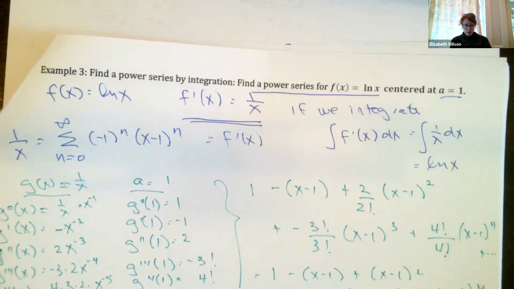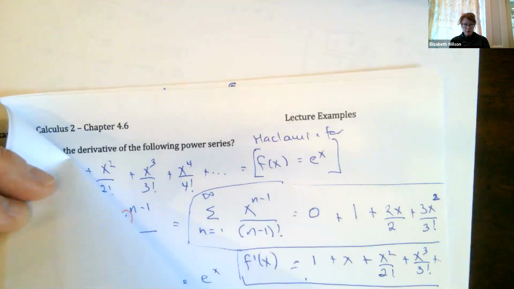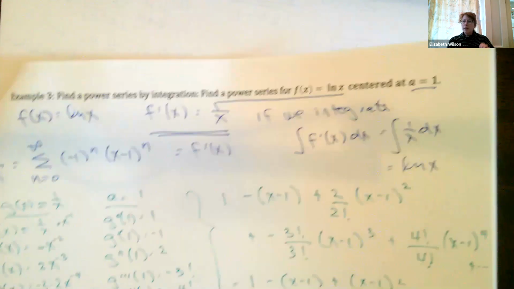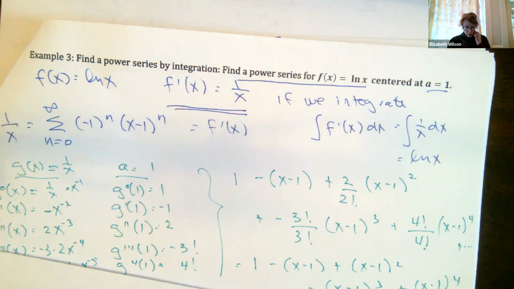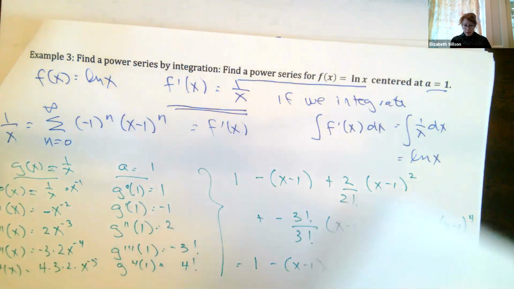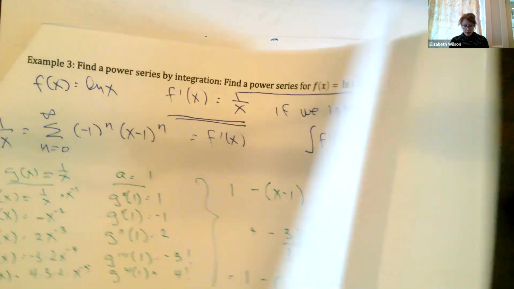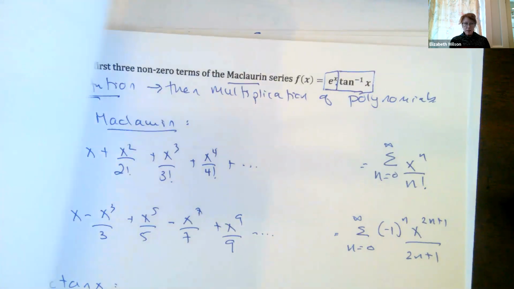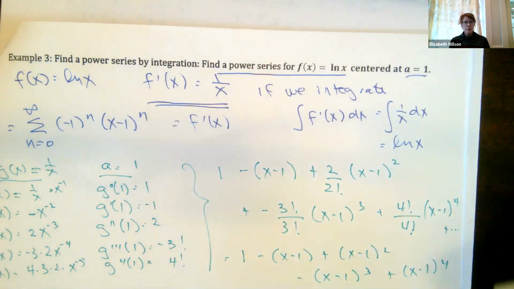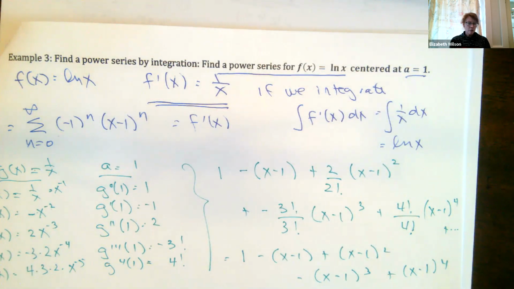All right, so 4.6. This is lecture examples for 4.6. I thought we were going to have a lot more lecture examples to work through, but as it turns out, a lot of the other lecture examples aren't things where we were checking radius of convergence. So we don't need to do all the rest of those.